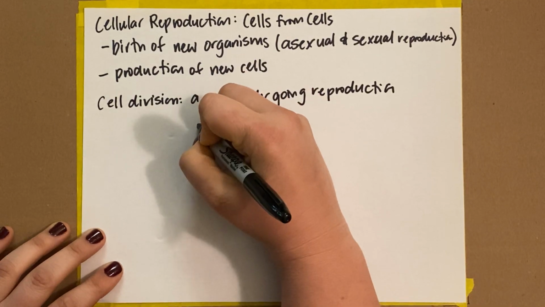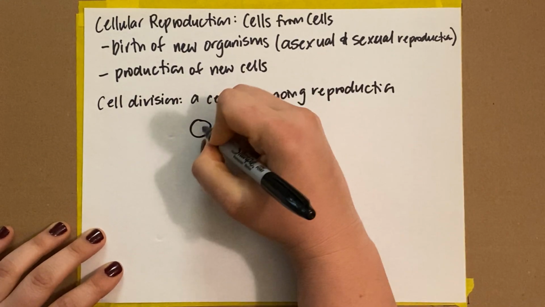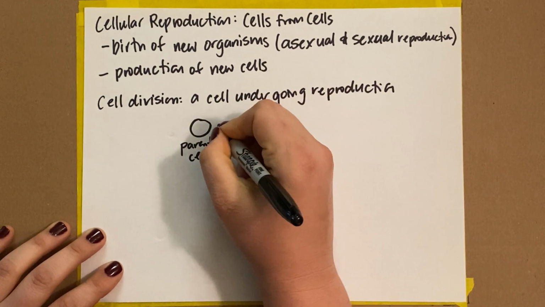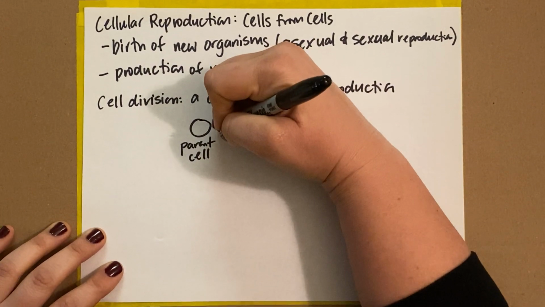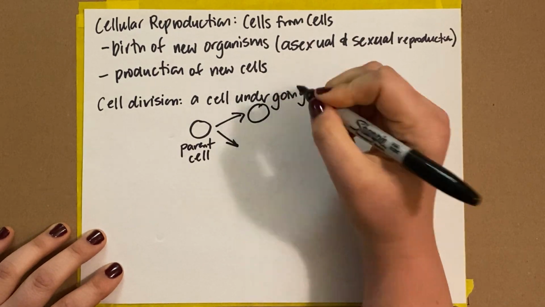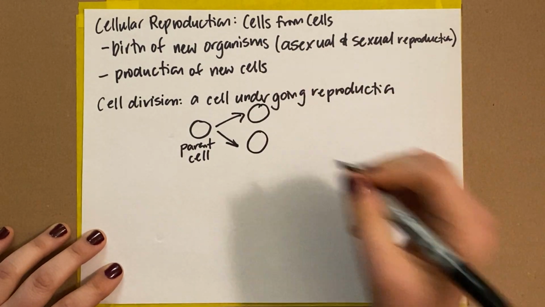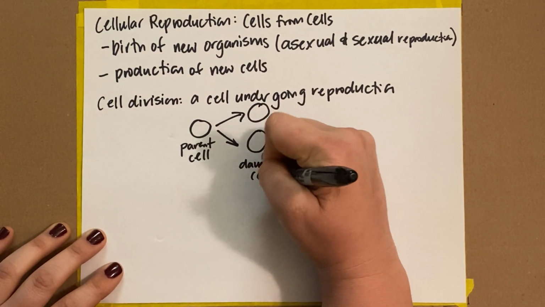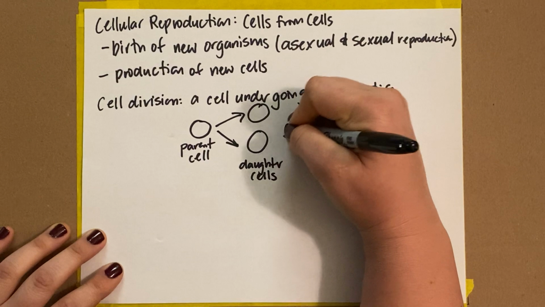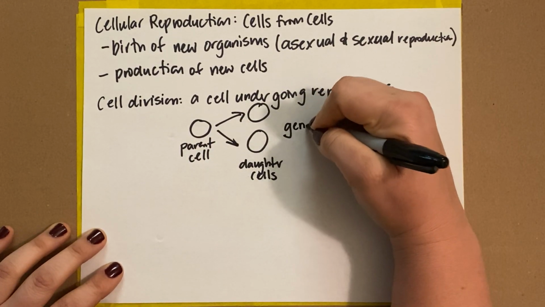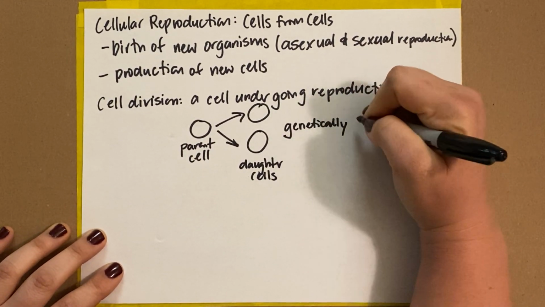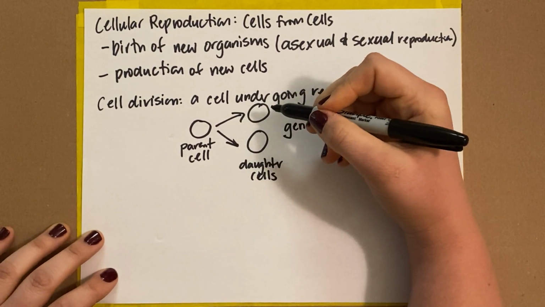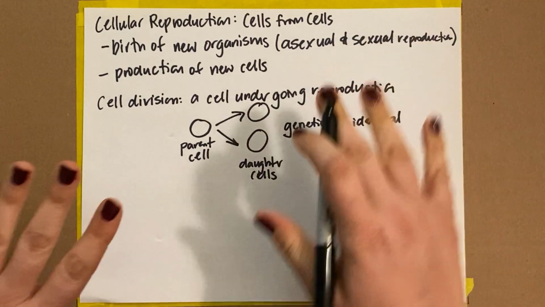So we're going to start with a single cell, and we're going to call this the parent cell. And then through the process of cell division, that cell is going to split into two identical new cells, and these are called daughter cells. So they are going to be genetically identical to the parent cell. Identical, which means that every single gene on the DNA is going to be identical.